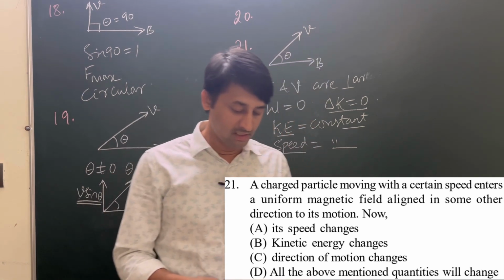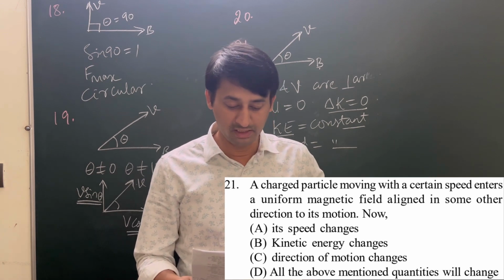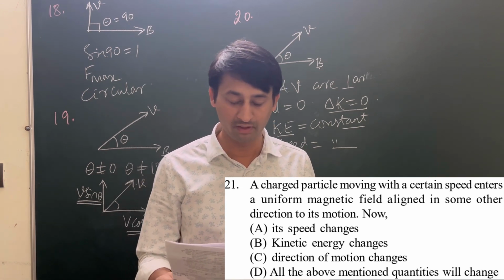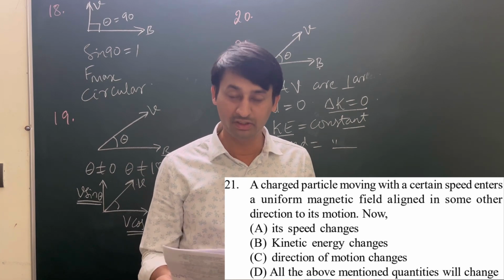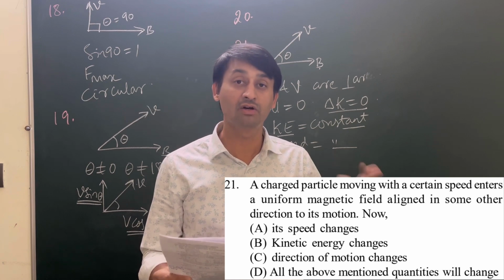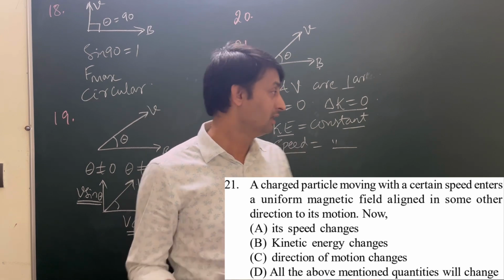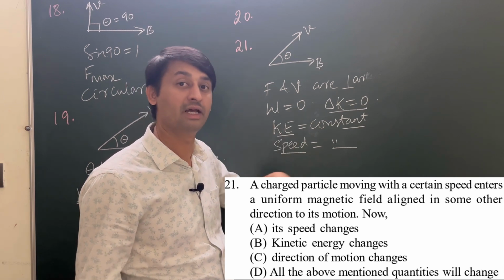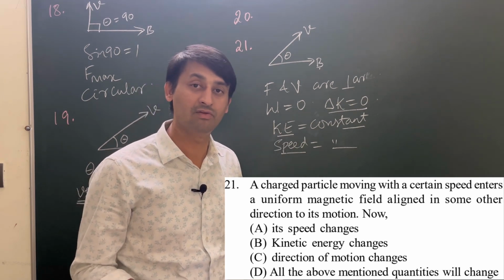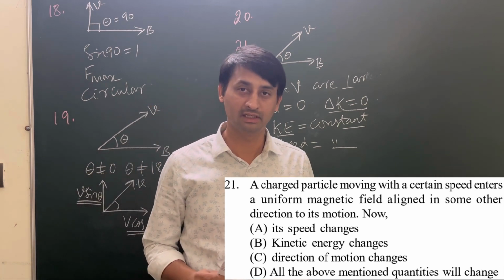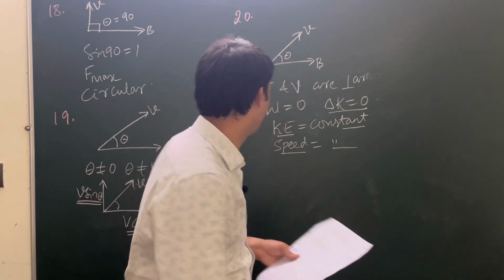Option A says its speed changes. That's wrong. Kinetic energy changes, that is also wrong. Option C, direction of motion changes. Kinetic energy and speed do not change, but the direction of the charged particle will change there. Option C is the correct answer. Next, question number 22.